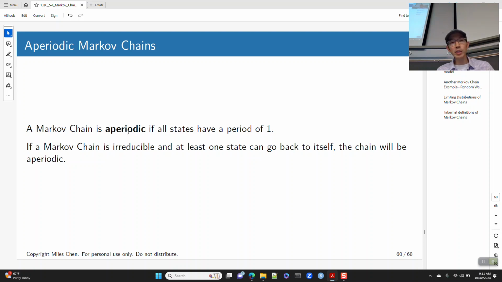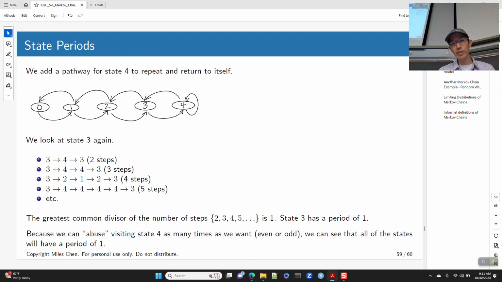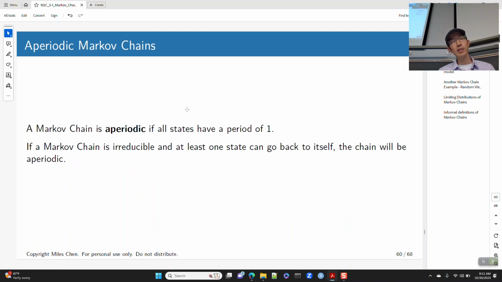And we're going to say a Markov chain is irreducible. If a Markov chain is irreducible and at least one of the states can go back on itself, then the chain will be aperiodic.